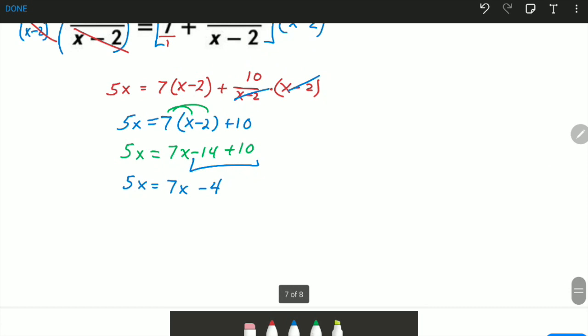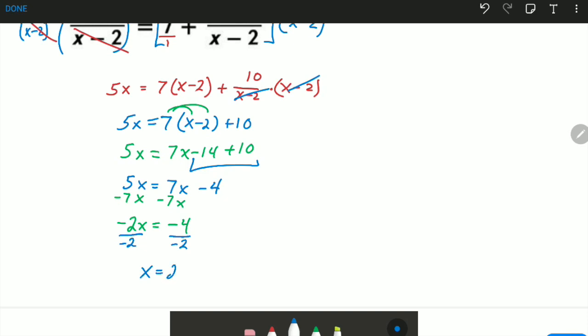Since it's a linear equation, we need to move all the x's to one side, so we'll subtract 7x from both sides. And we'll have negative 2x equals negative 4. And we'll divide both sides by negative 2 to finish getting x by itself. So x is positive 2 as a possible answer.